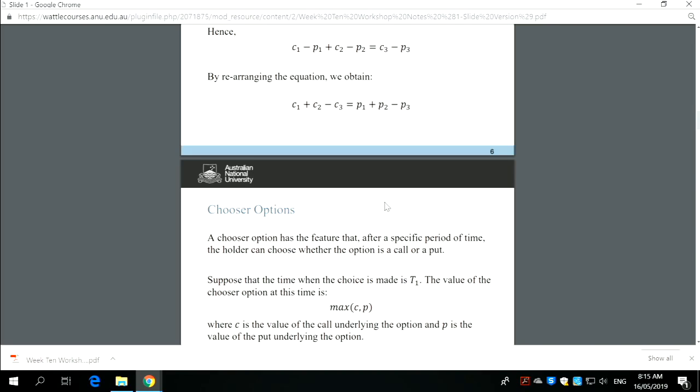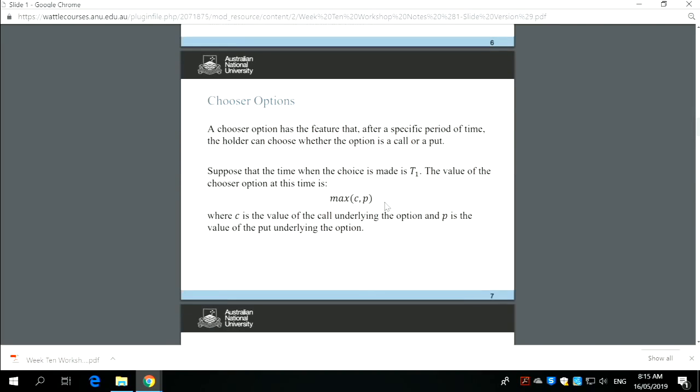Okay, another interesting exotic option we learned from Monday's lecture is the chooser option. Basically, the chooser option has the feature that after a certain period of time, the holder can choose whether this option is a call option or a put option. All right, so just imagine a timeline. Imagine the chooser option matures at T2, okay? So T2 is the maturity for the chooser option.